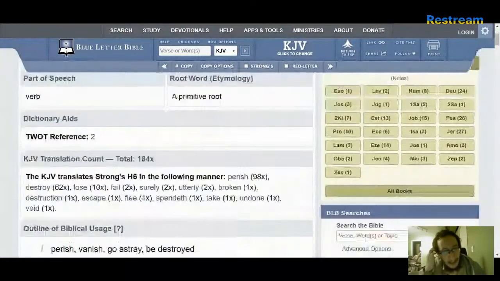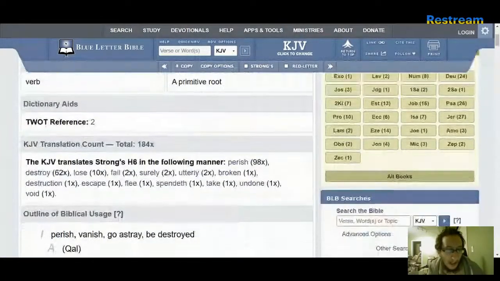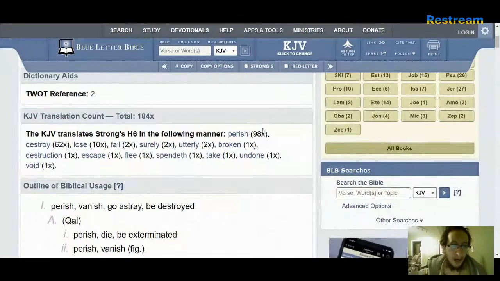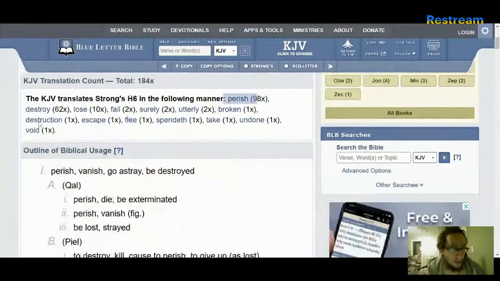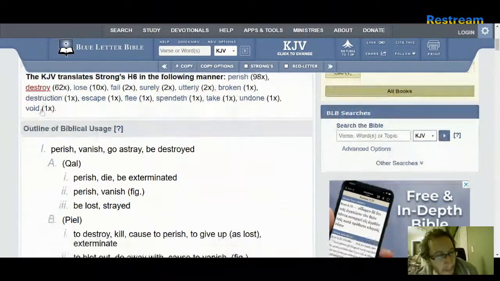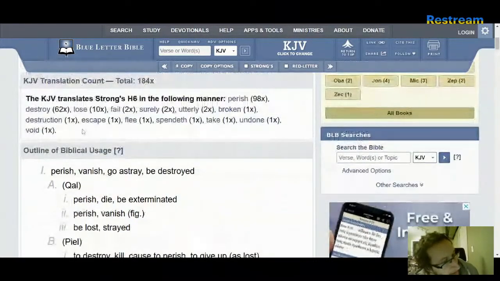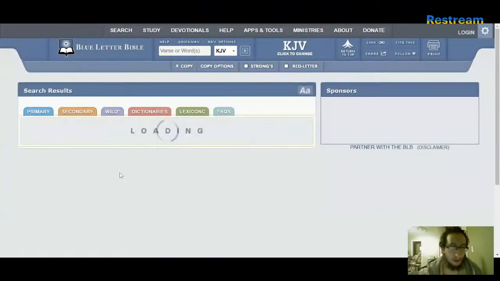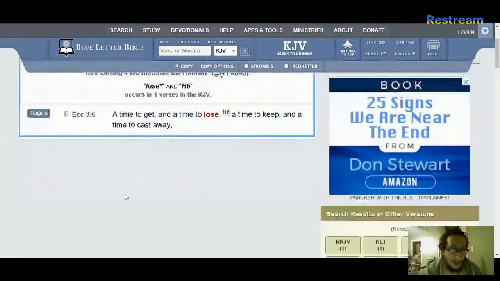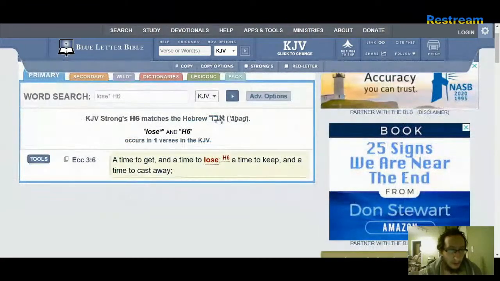Okay, so Abad has different ways of meaning. They translate it a lot as perish. It could also be translated as destroy, lose, fail, different ways of, okay? So this is important because the question is, does it actually mean perish or does it actually mean destroy? The reason we say that is because if we look, let's go to lose. 10 times it's translated as lose. So what does it say? Well, it said 10 times, but it's only showing once for some reason.